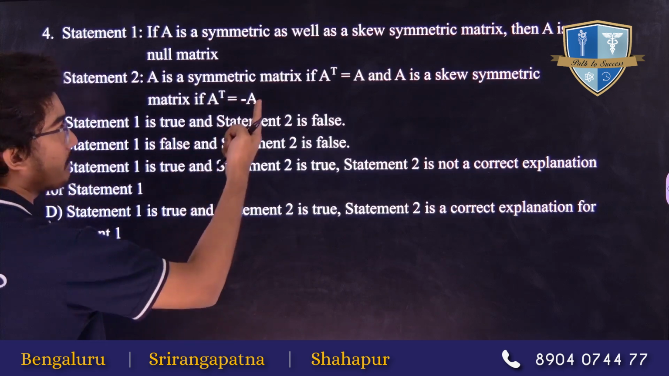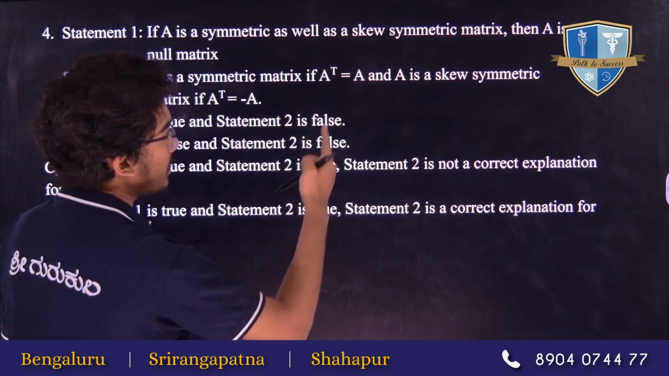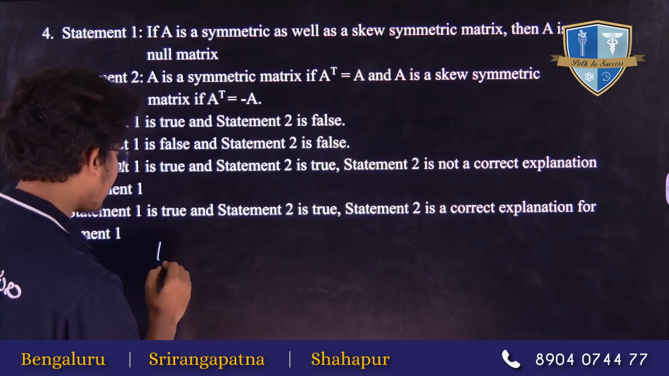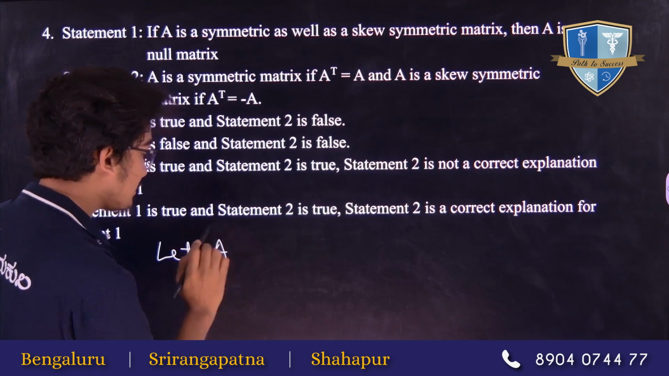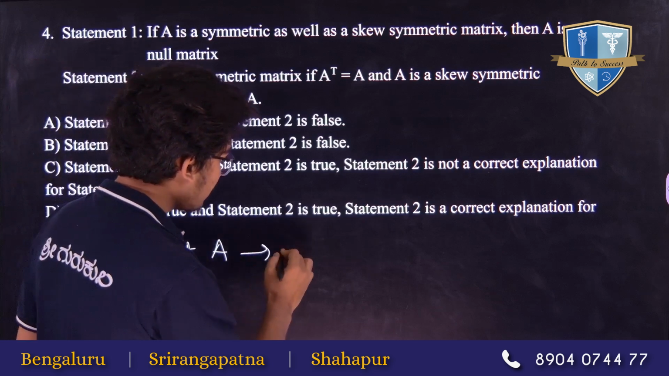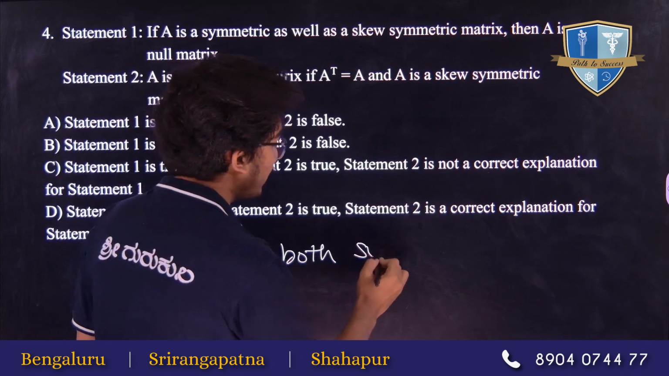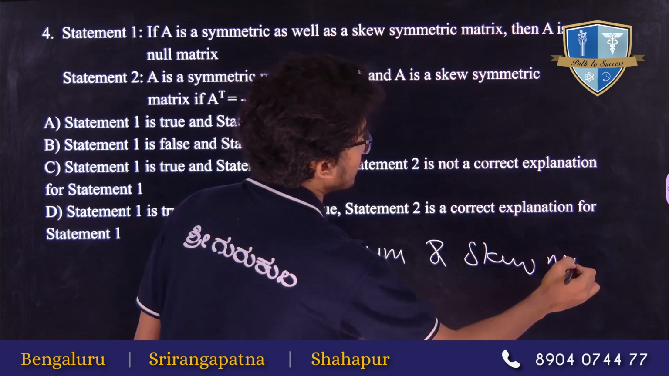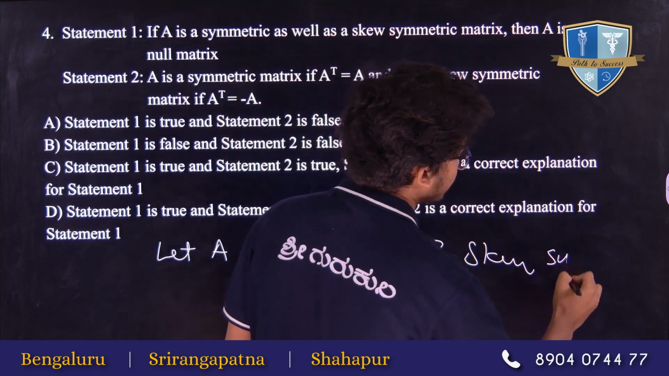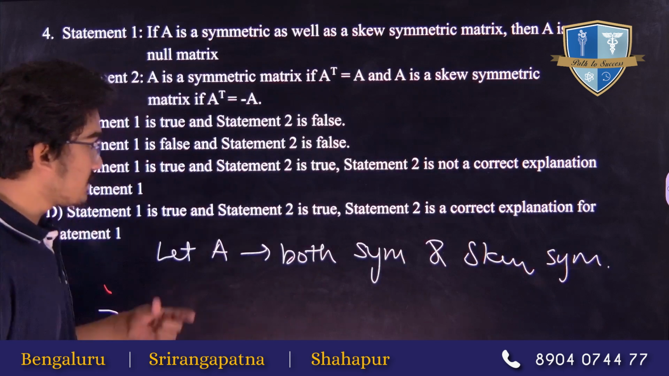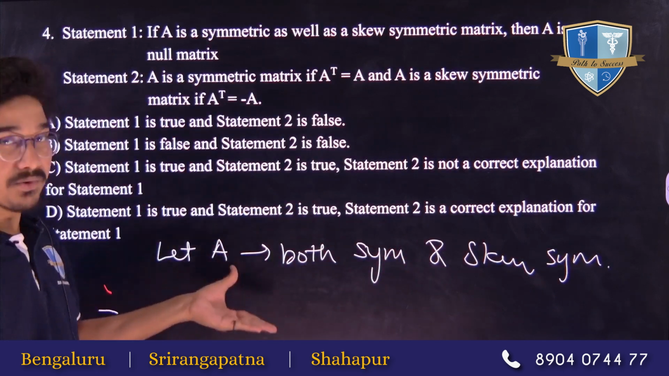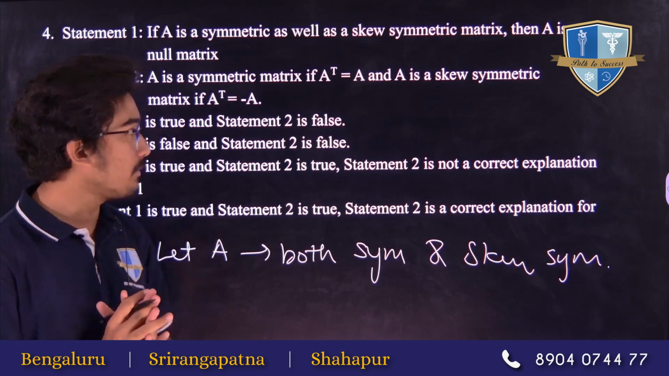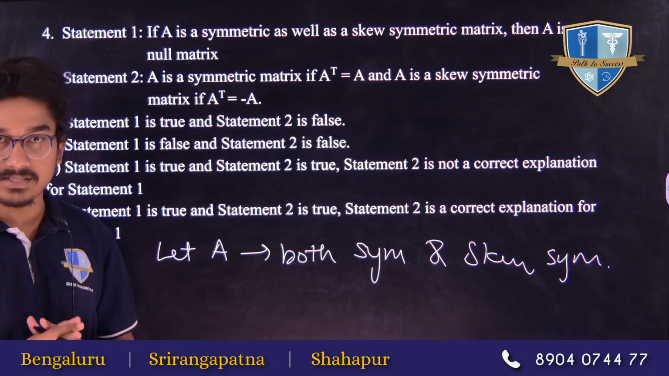So if A is a symmetric matrix, then A transpose will be equal to A, and if A is a skew-symmetric matrix, then A transpose will be equal to minus A. So let's suppose a matrix A which is both symmetric and skew-symmetric matrix. Okay, so basically what we are doing is checking whether statement 1 is true or not. Statement 2 is true, as we know from the properties of symmetric and skew-symmetric matrices.